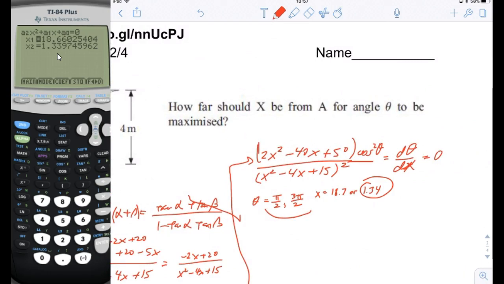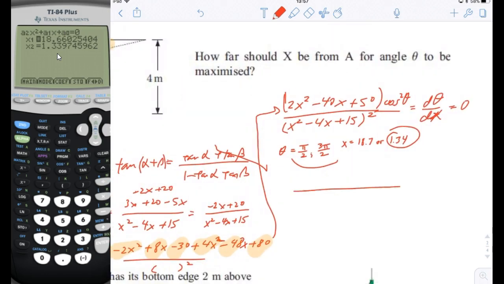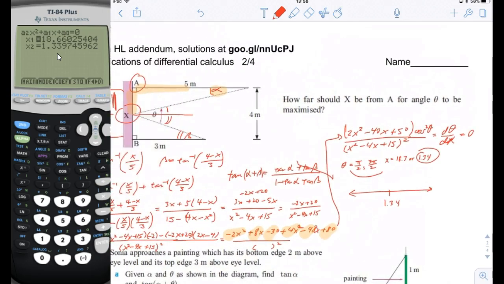Okay. Now, as far as figuring out if this is a maximum or a minimum, this one is not so bad. You could do a sign diagram. You would have 1.34 in the middle. You could put in x equals 0, and you would get a positive number here, right? And then the cosine squared value would still be an acute angle, so it would be a positive number.